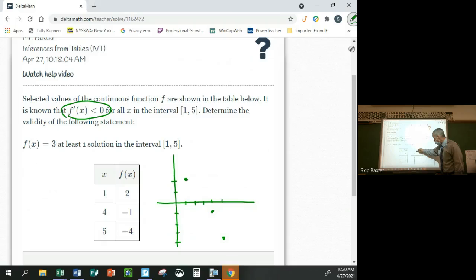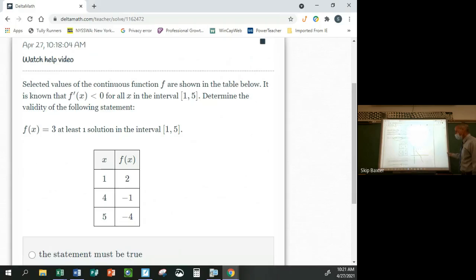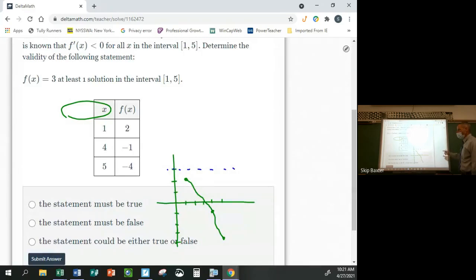That means it goes from here to here. It might do little wiggles, but it has to be going down the whole time. It's impossible for it then to equal 3 somewhere in that interval. It's impossible for it to cross this line if it's strictly decreasing from here to there. Do you agree? And so if you look at the choices, this statement has to be false. It can't possibly be true. So you just click this statement must be false, which is that choice, right?